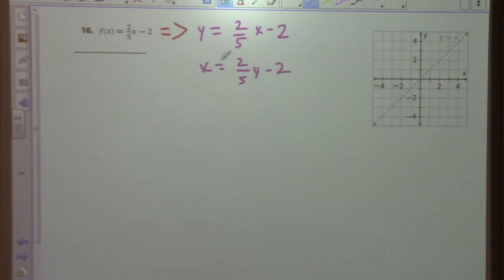Okay, what I did is I wrote up here the first 2 steps. Does that look right so far? And then solving for y. This looking thing here, right? So we have 2/5 y equals x plus 2. Does that look right? And then what next?